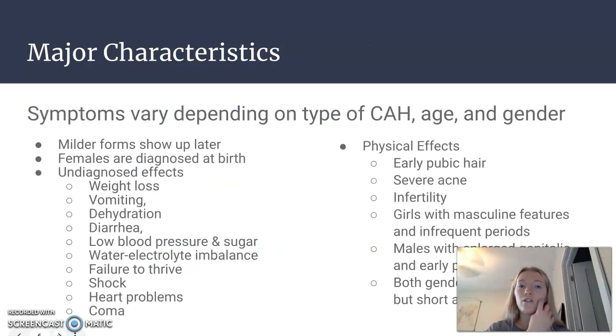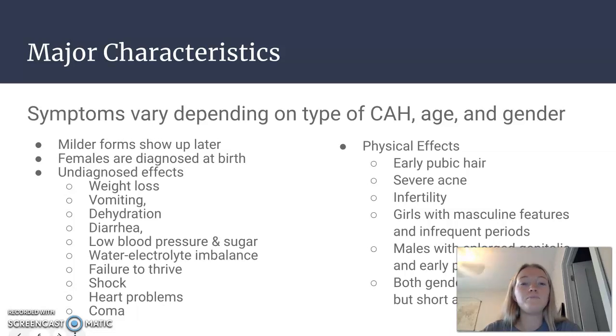So here are the major characteristics. There are a ton, and it does vary depending on the type of CAH, as well as age and gender playing a role. On the type, there are milder forms that do show up later, and those will have different symptoms. And regarding gender, females are diagnosed at birth because abnormal genitalia are present. For males, they don't have abnormal genitalia, rather it is enlarged.